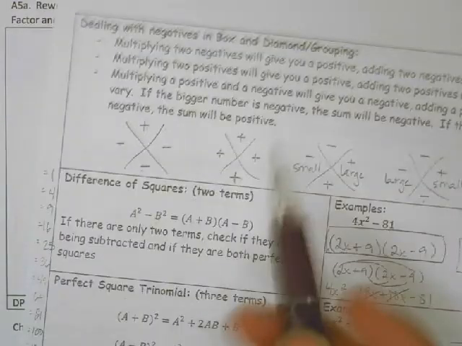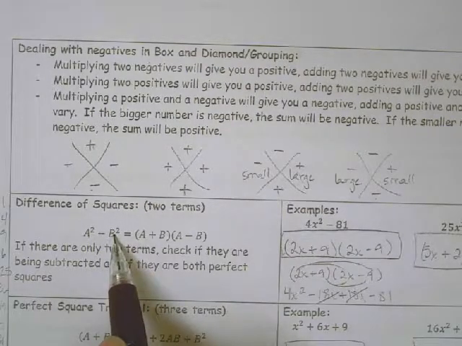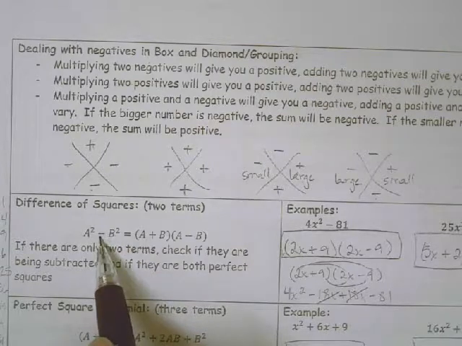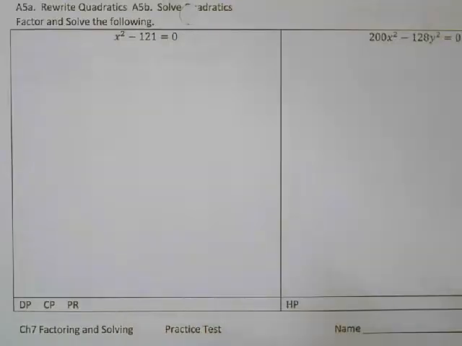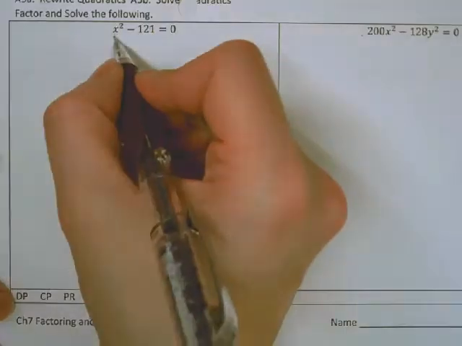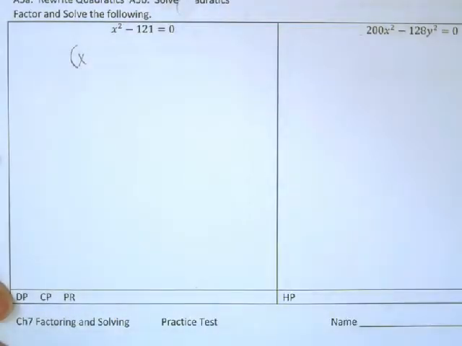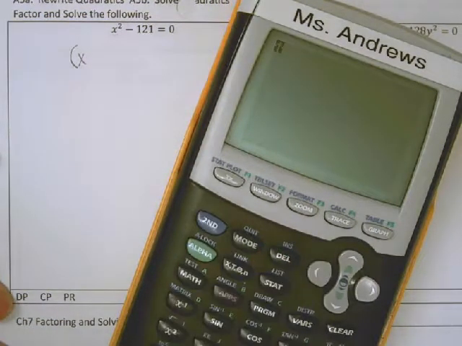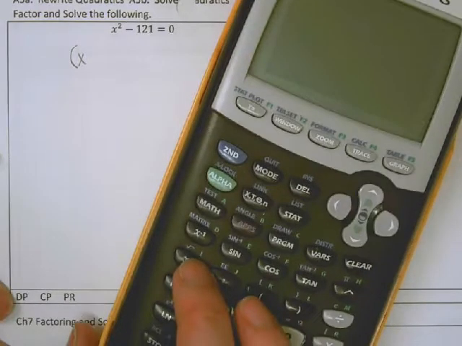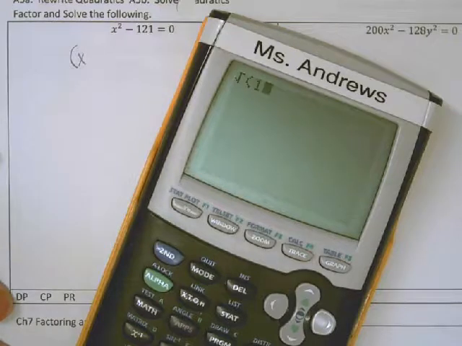What that means is if the first one is a perfect square and the second one is a perfect square and you're subtracting them, you have to figure out what the square roots are and then put them in this form. So I want to know what times itself gives me x squared, that is x, and what times itself gives me 121. So the way I can check that if I don't know it off the top of my head is second. There's that x squared key right there. So second, so that brings up the square root, 121.